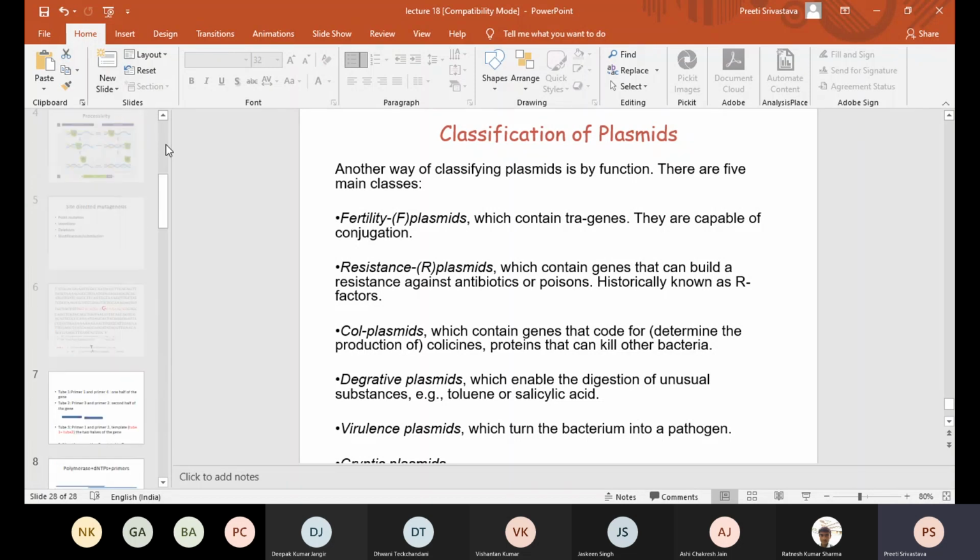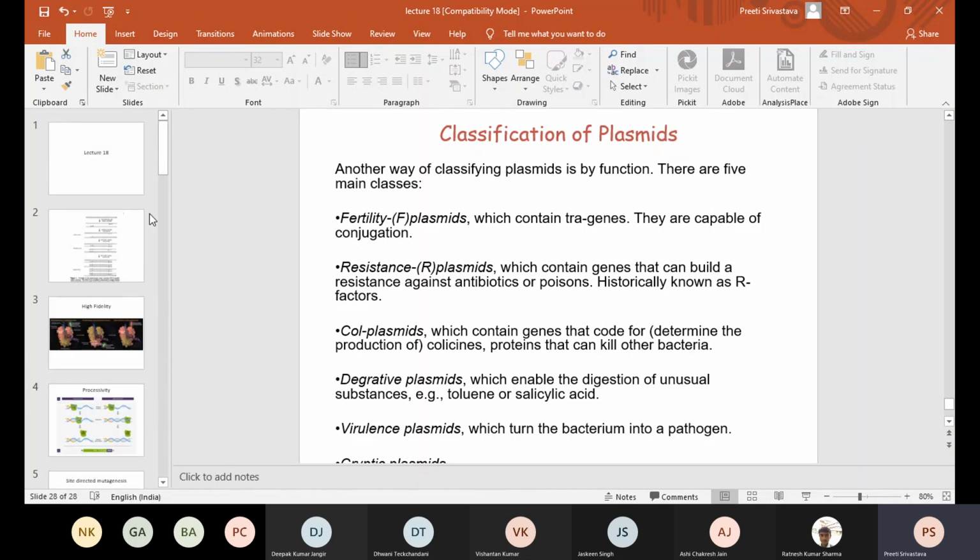We are going to discuss these in a little more detail, and then from there, I will teach you how plasmids can be converted into vectors and how we can do gene cloning in plasmids. So maybe I'll stop here.